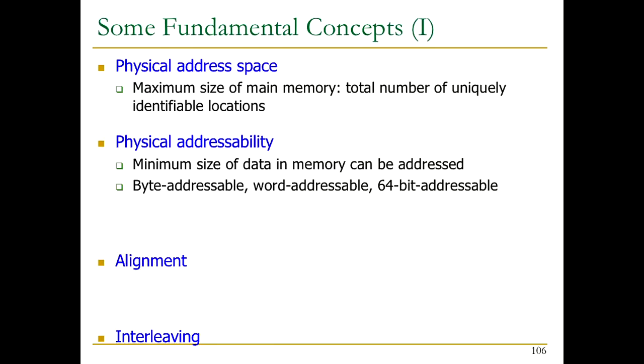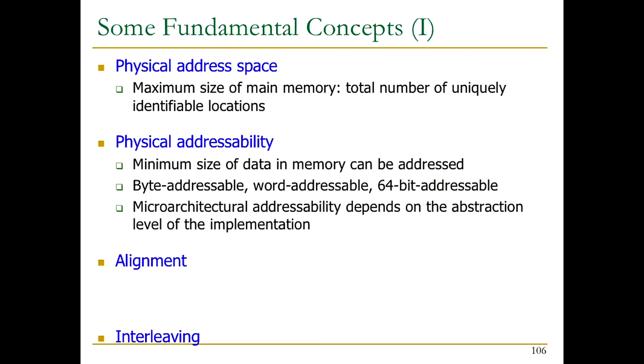But this is not only, you can have the addressability of a chip as well, right? The addressability that you have in the ISA may be different than the addressability that you have in the chip. For example, a chip can provide you only 4 bits, potentially. But you put together 16 of these chips to get 64 bits total. Right? Does that make sense? Okay, that's obvious. So yeah, this is what I said basically. Microarchitectural addressability depends on the abstraction level of the implementation. Maybe this is a bunch of words over here. But for example, today the DRAM interface is 64 bits.